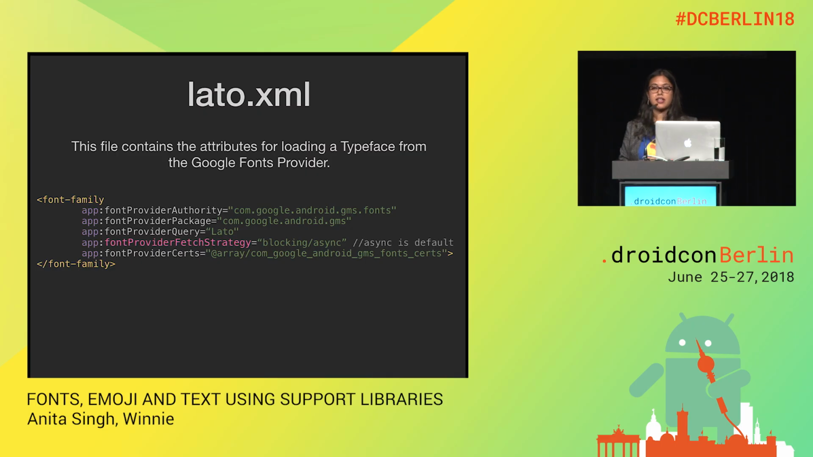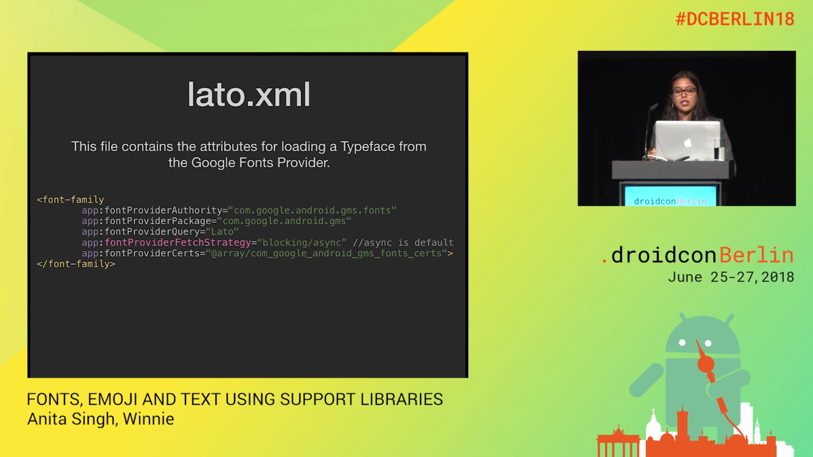The first being the font family file. However, in this case, the attributes are for downloading the fonts versus what you saw earlier, which were for bundled fonts. Something worth pointing out is that there is a font provider fetch strategy, which can either be blocking or async. Async is the default.